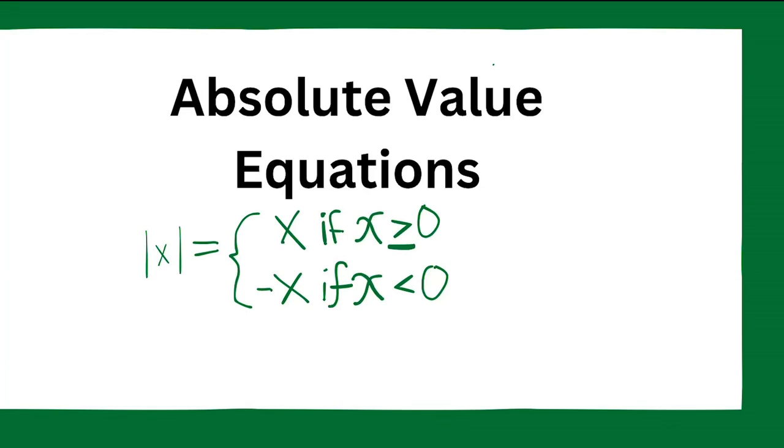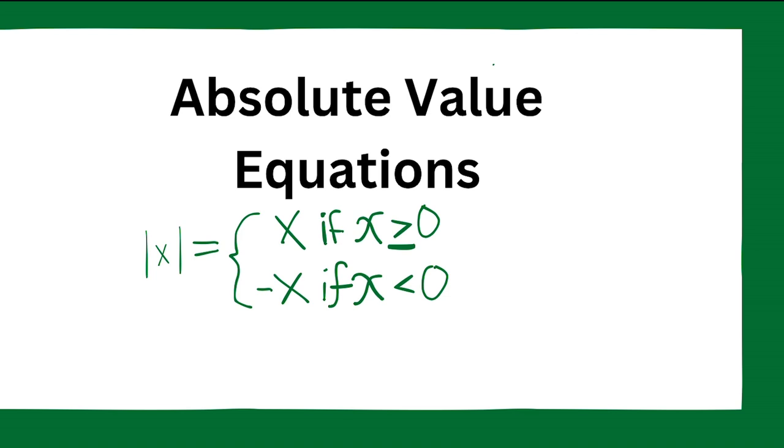Hello everyone, today we're going to be working on absolute value equations. So the real question is, what is absolute value? Absolute value represents the distance a number is from 0 on a number line. So it is always positive.